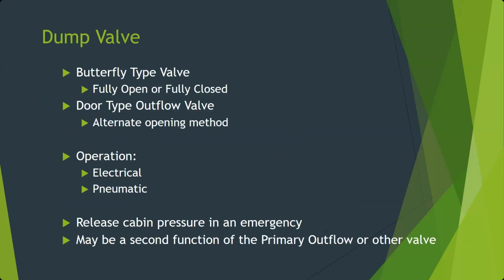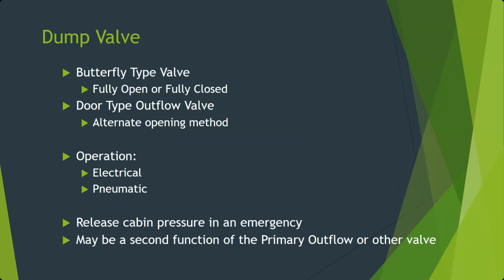The last safety valve, the fourth valve in a pressurization system, is the dump valve. And this is used to release pressure under normal and abnormal conditions. On the ground, a true dump valve, if it's a butterfly type, is often fully open or fully closed. Okay? There can also be door type outflow valves where the dump valve and the door valve are essentially the same thing. It just operates in two different functions. And here again, electrical or pneumatic operation.